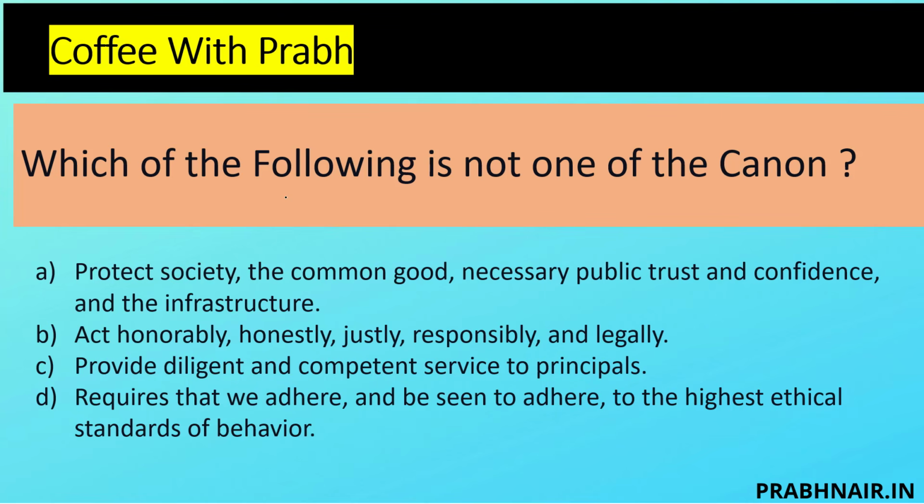So protect society is definitely a canon. Act honorably, honestly, justly, responsibly, legally, it's also a canon. Provide diligent, competent service to the principals is also a canon. Require that we adhere, and be seen to adhere, to the highest ethical standard, that is not a canon, that's a preamble. So the fourth is basically called advance and protect the profession.